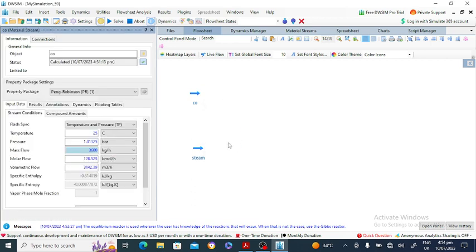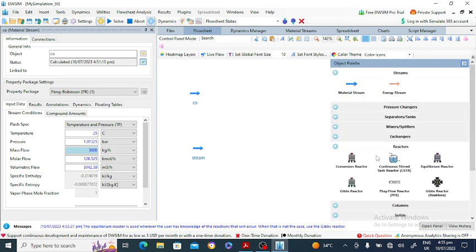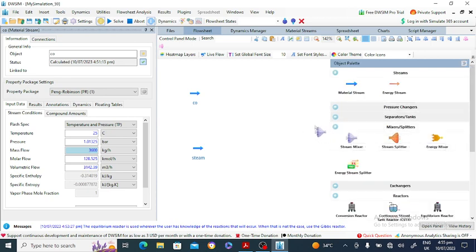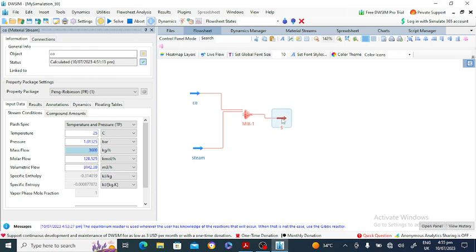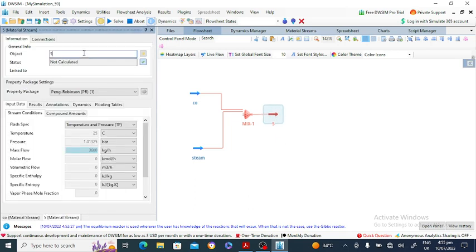Now we should mix these, and then we will add to the reactor. So we will go to the mixer, drag and drop the mixer. Okay, stream number 5, mixer outlet, mixer out.